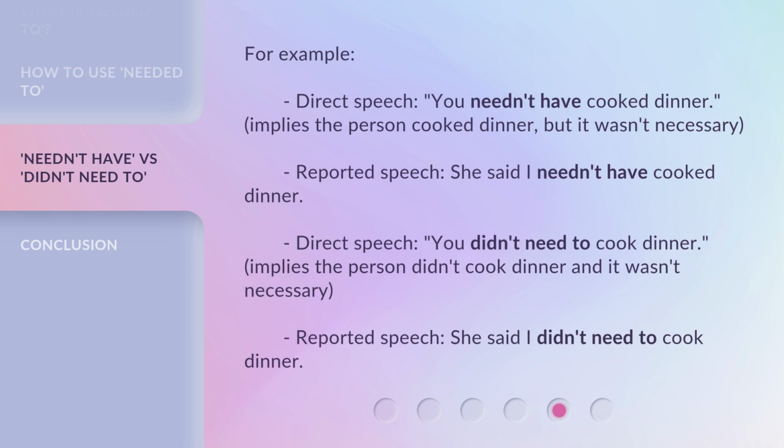For example, direct speech: you needn't have cooked dinner, implies the person cooked dinner, but it wasn't necessary. Reported speech: she said I needn't have cooked dinner. Direct speech: you didn't need to cook dinner, implies the person didn't cook dinner and it wasn't necessary. Reported speech: she said I didn't need to cook dinner.